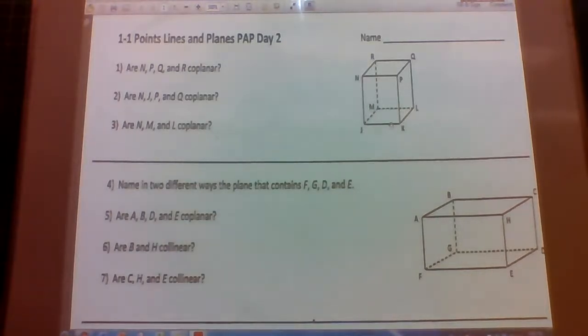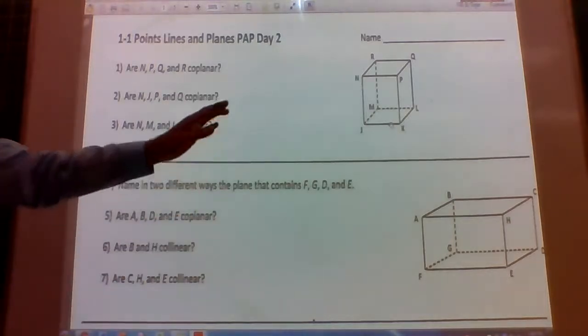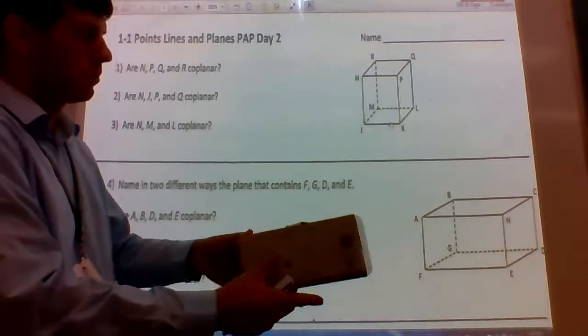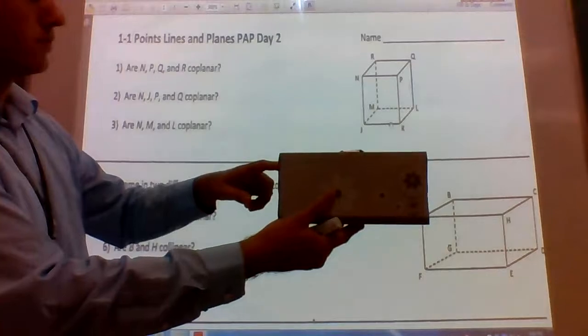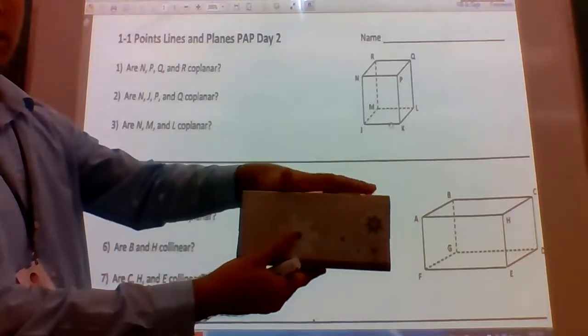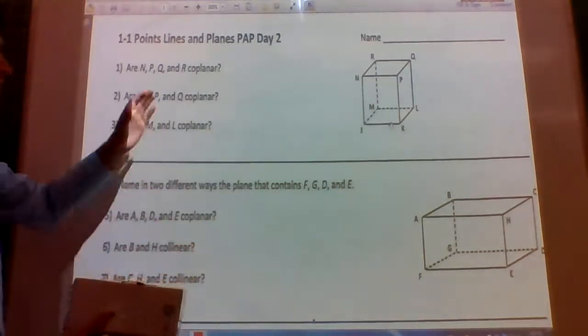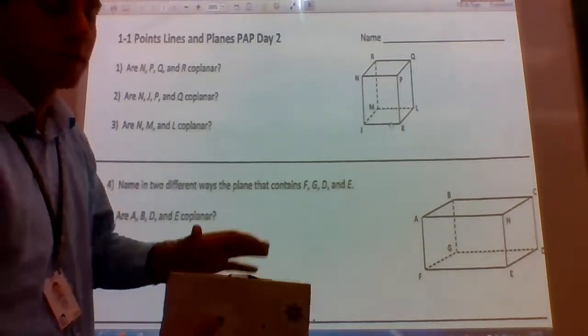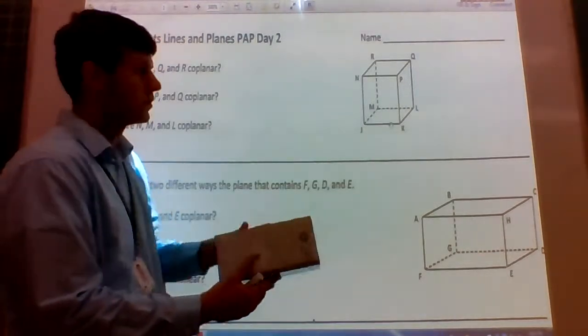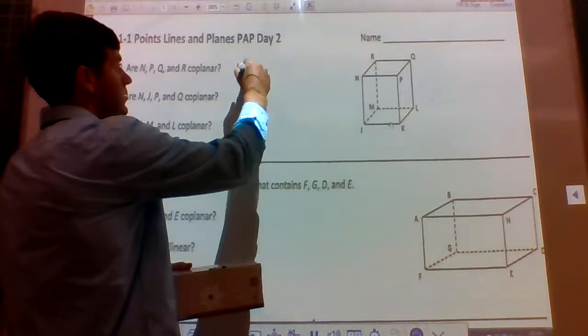Let's go. So for number one here, are points N, P, Q, and R coplanar? Coplanar are points on the same plane. Again, we have a cube-looking figure. N, R, Q, and P would be the top of our cube. So yes, they're all on the same plane, that top two-dimensional surface. So this is going to be a yes.